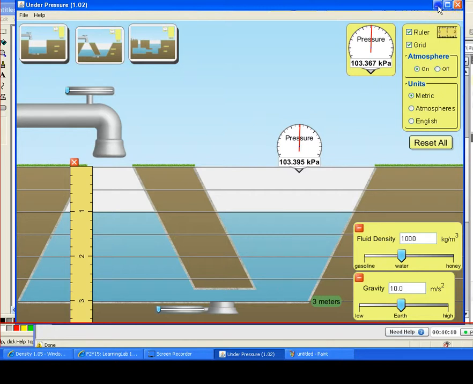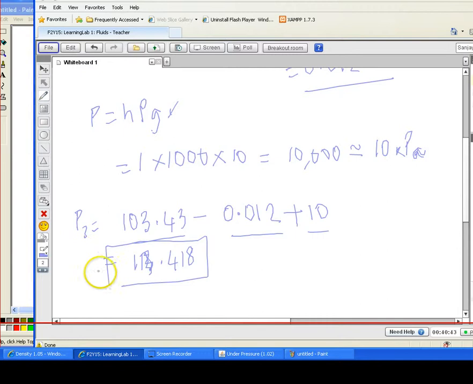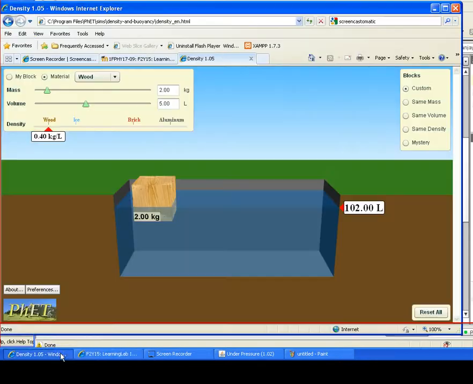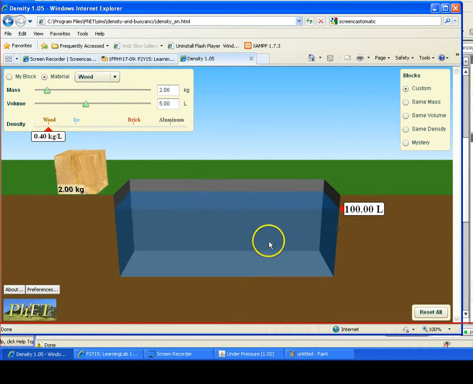Okay, so that's this experiment, really experimenting with fluid pressure. The next experiment is about buoyancy forces. That's what we're going to do. What are the controls here? I call this the block control. This is the material properties control. And you can drag this block in and out of the tank. Here's the tank of water. You can see that it's filled with 100 liters of water. So these are very simple. Those are the controls we have.